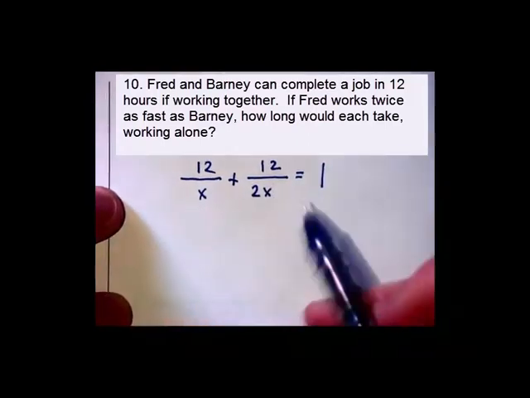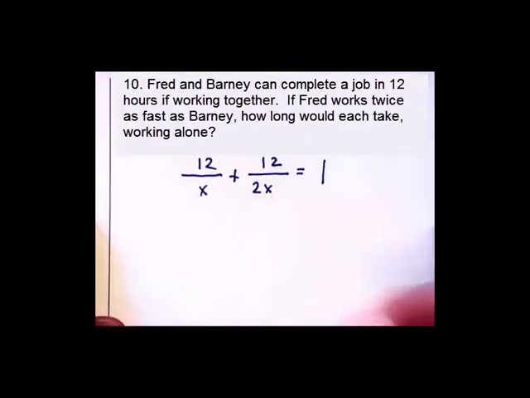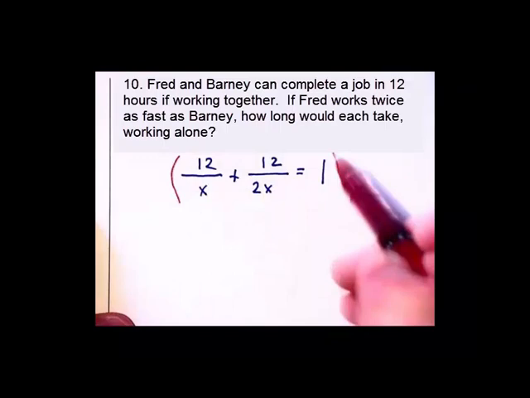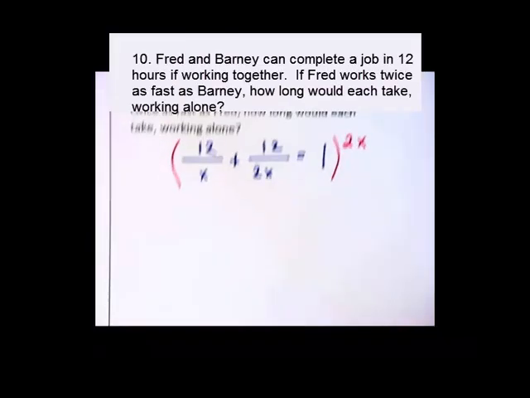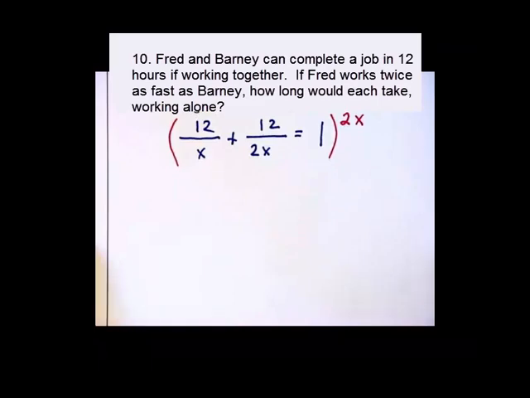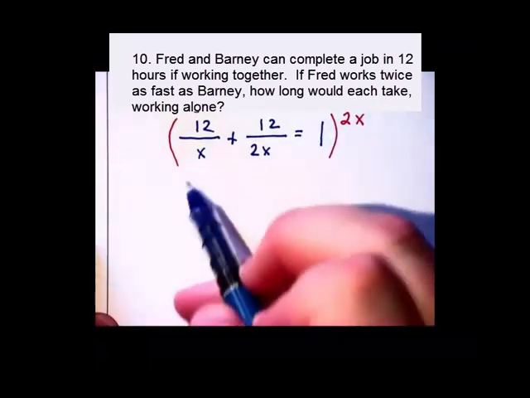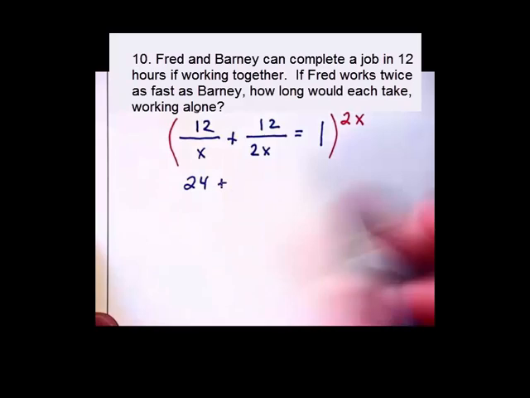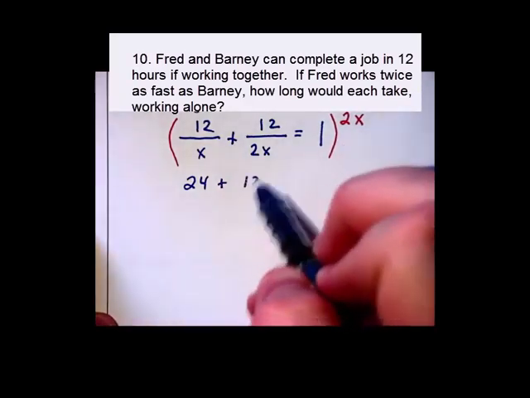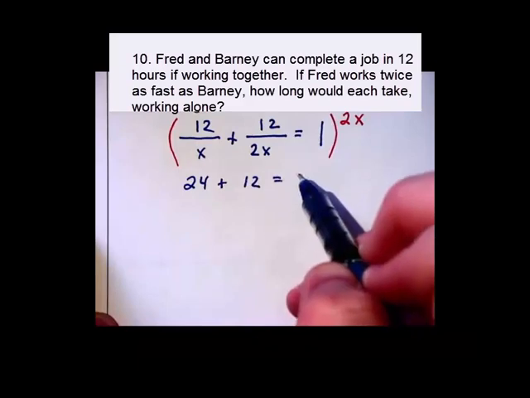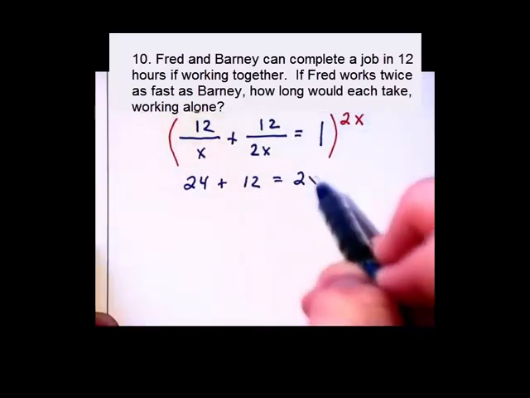How long would it take each working alone? That's what we're solving for down in the denominator. So we're going to multiply through by 2x, which is the least common denominator. In the first fraction, the x's cancel, leaving 12 times 2, which is 24. In the second fraction, the 2x's cancel altogether, leaving 12. And on the right, there's nothing to cancel with, so 1 times 2x is 2x.